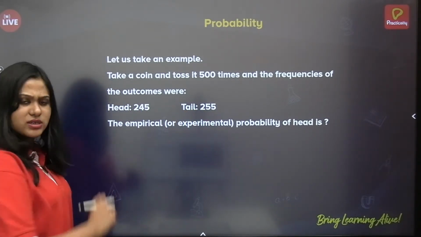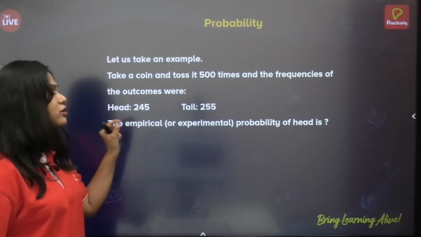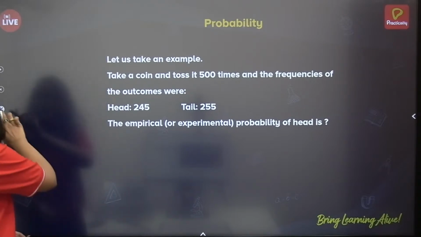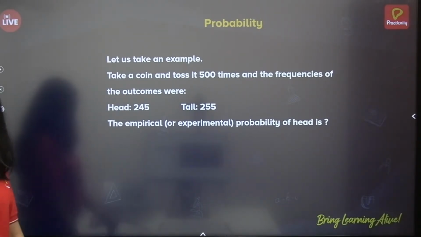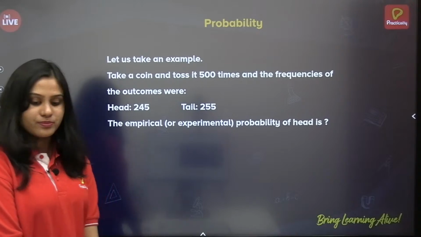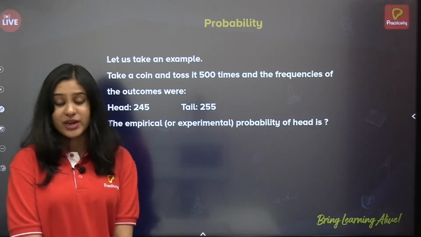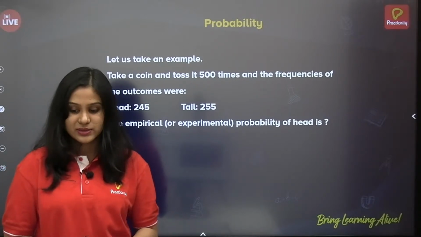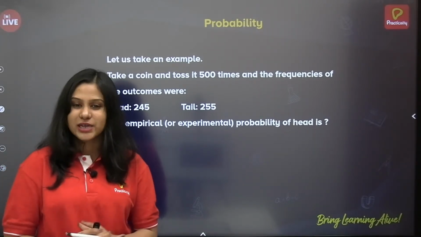Now can you answer this question? What was the empirical or experimental probability of head? Come on, you can answer this, it is very simple. I'm just waiting for your answers. Let us see. I'm curious to find out what answers are you giving. Because probability is one tricky chapter, correct?